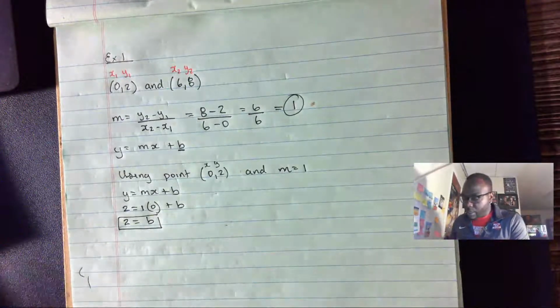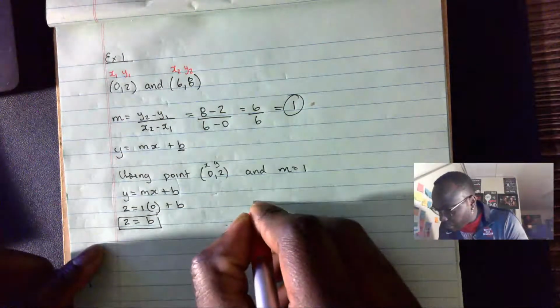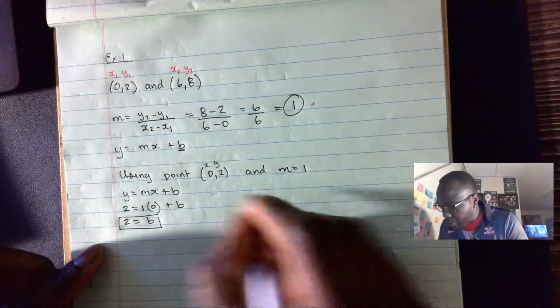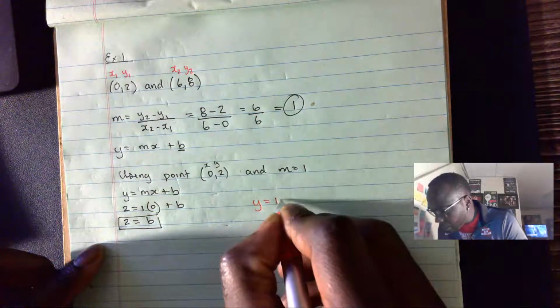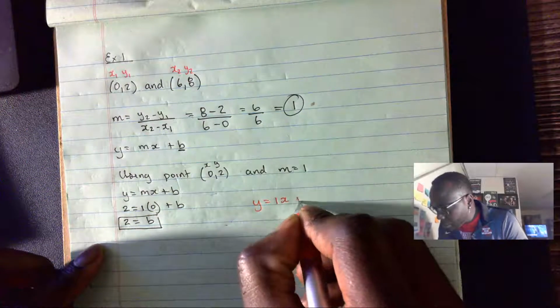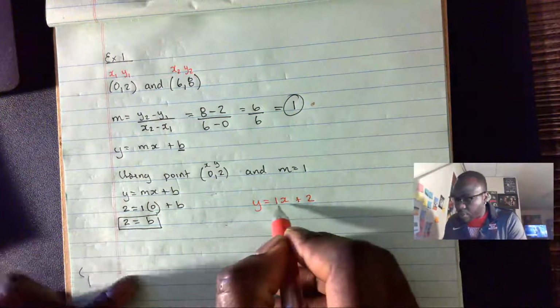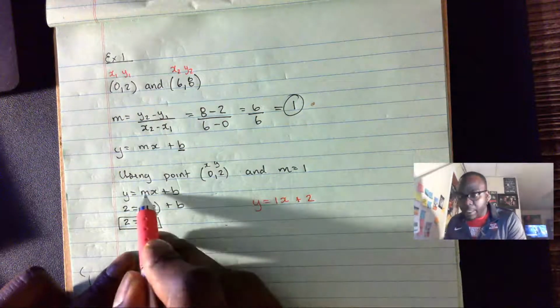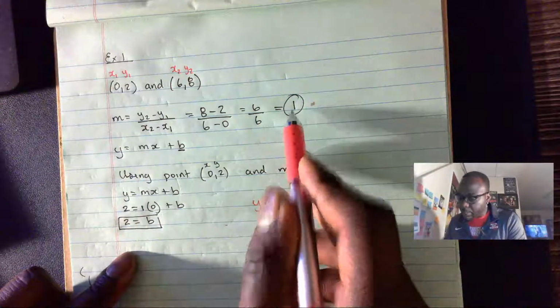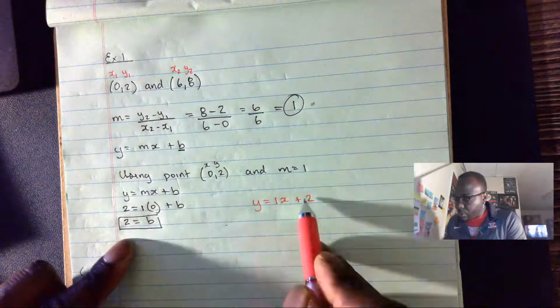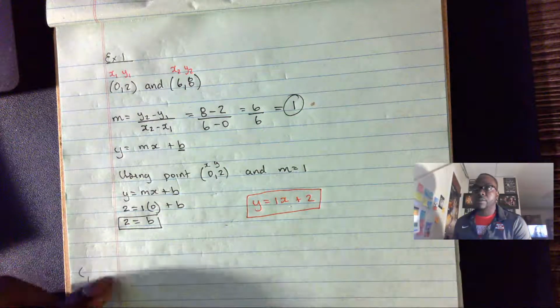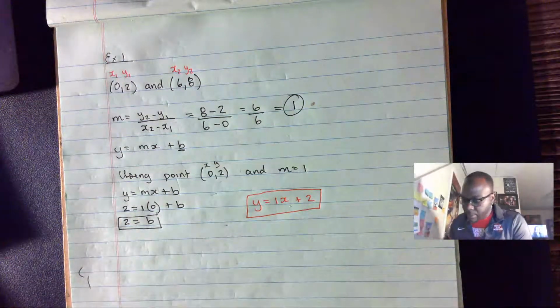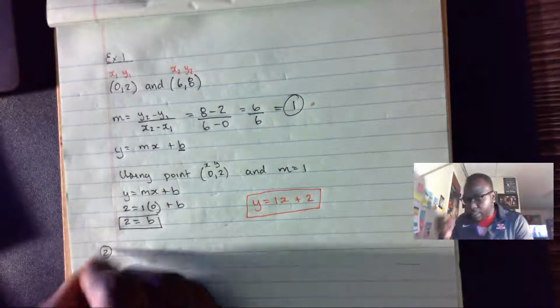So now I can rewrite my equation. Remember, my equation should say y equals m, and I already know that m is what? 1. So it's going to be y = 1x + 2. All right. Where 1 represents my slope that we found here, and b is 2. So this becomes the equation of the line. All right. So let's look at another example.